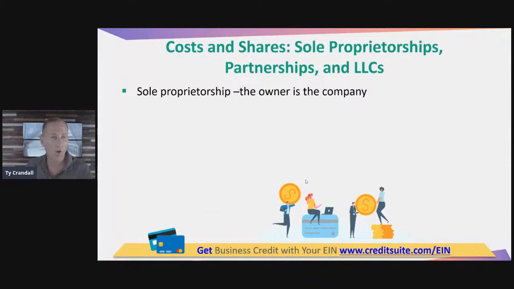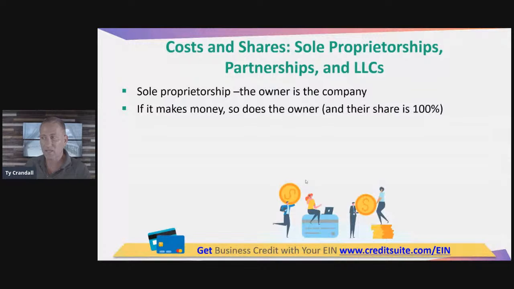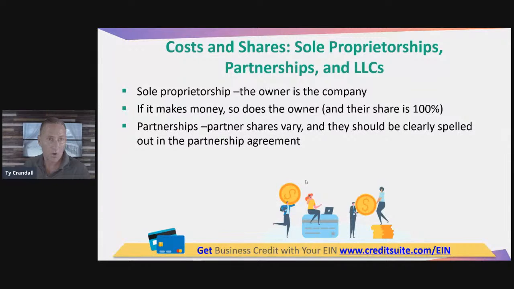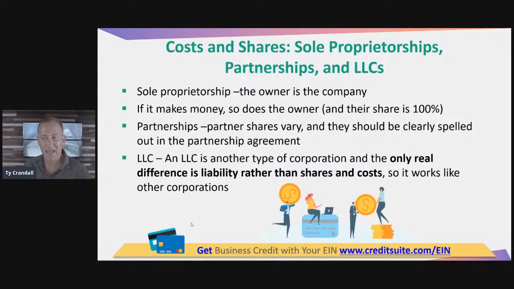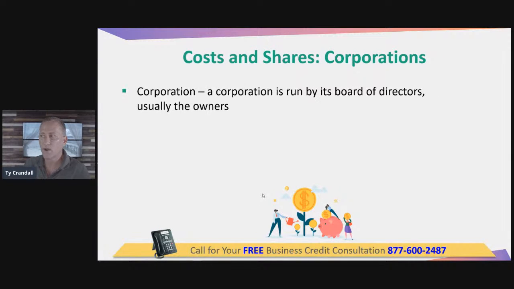Now, sole proprietorship: the owner is the company. It makes the money, so the owner gets 100%. Partnerships: partner shares vary, and they should be clearly spelled out in the partnership agreement. An LLC is another type of corporation, and the only real difference is liability rather than shares and cost. So it works very similarly to other corporations, okay?